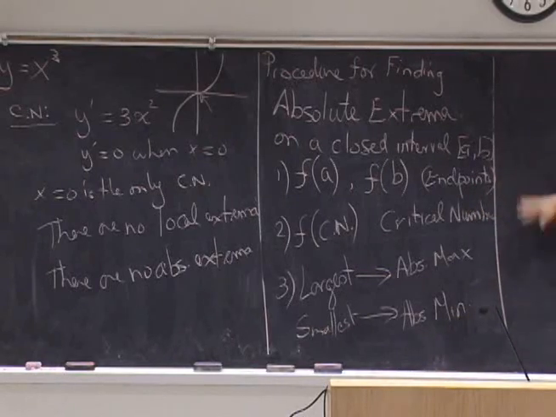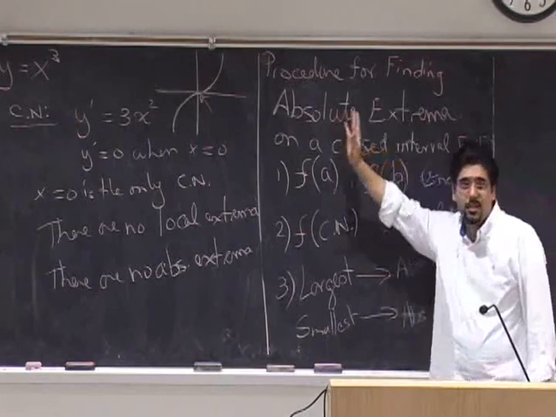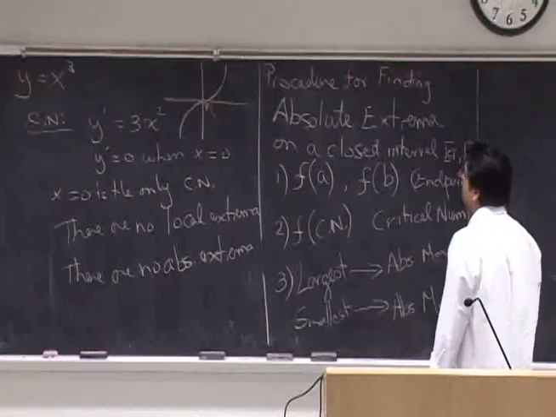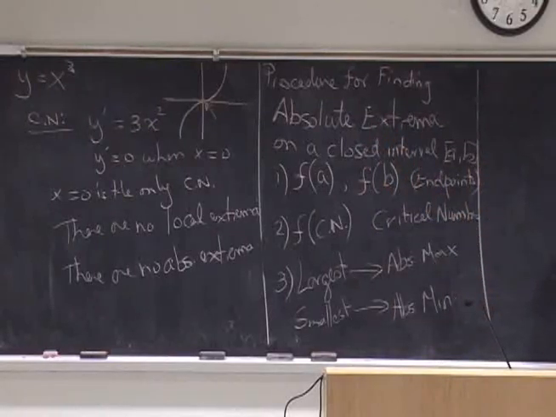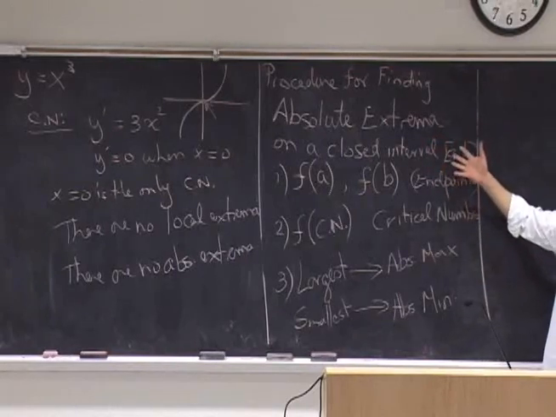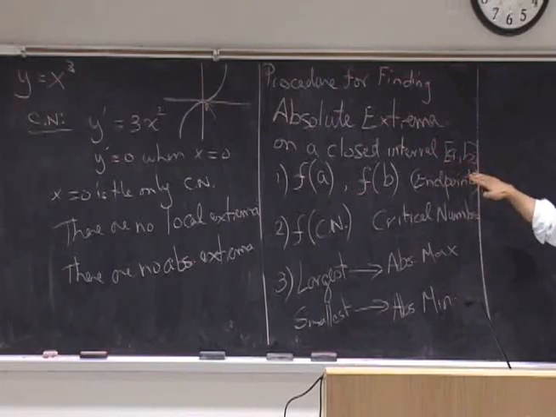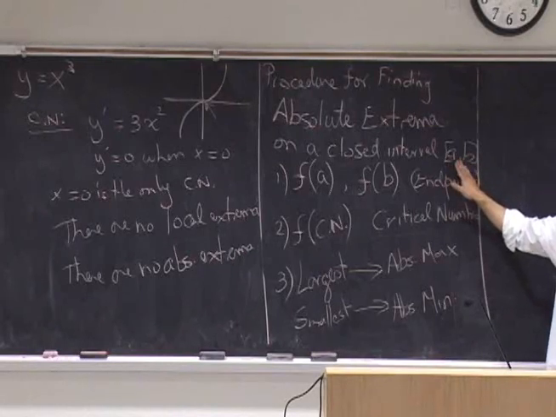So let's justify that this procedure really works. First of all, let's justify the existence of this procedure. This is a procedure for finding absolute extrema on a closed interval. Before you can justify the use of this procedure, you have to make sure that absolute extrema exist. Well, one of the conditions that the theorem requires is that you're working within a closed interval.